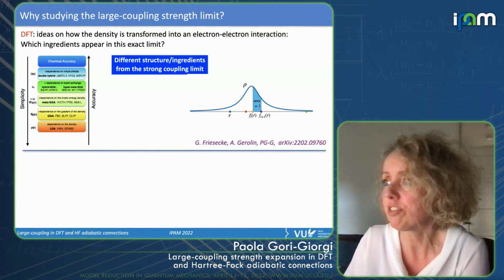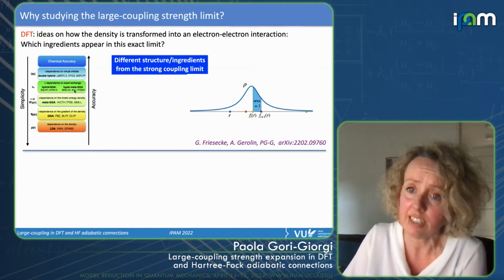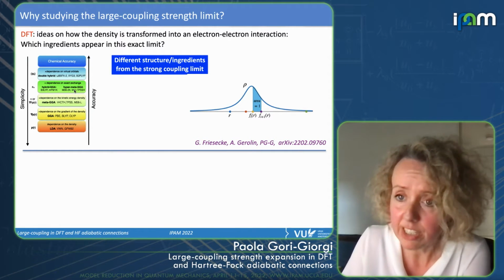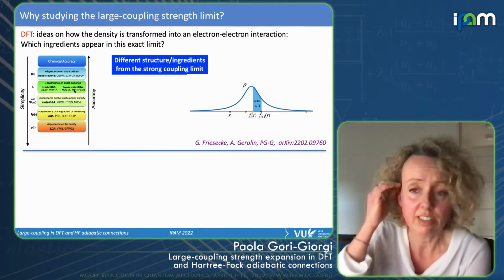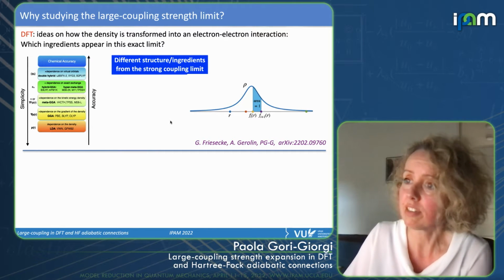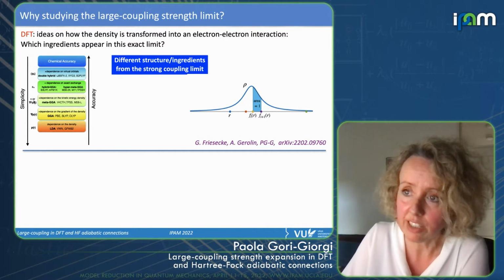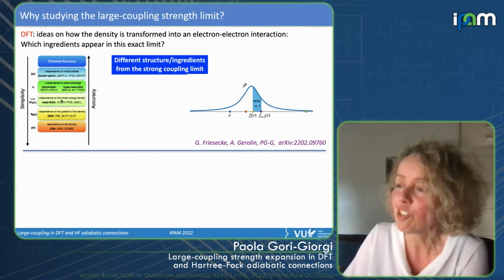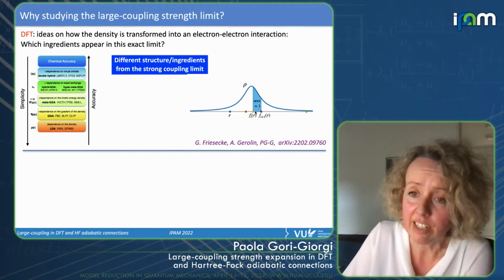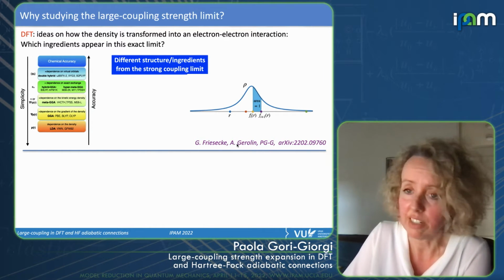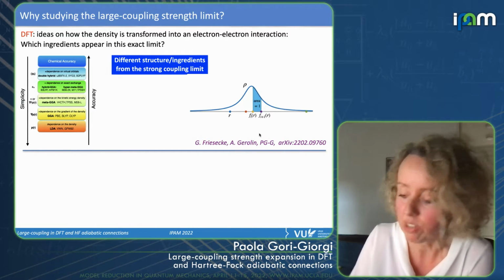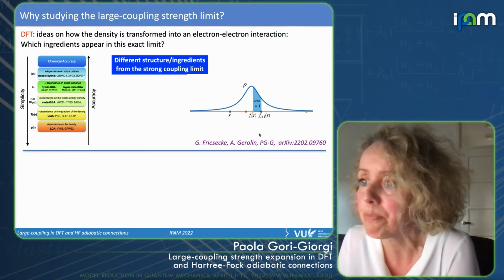The nice thing of looking at this strong coupling limit in DFT is that it provides a very well-defined asymptotic limit for the exact exchange correlation functional. And what we see in this limit is that none of these ingredients appear at all. And actually, the functional is built from constrained integrals of the density. And this is a review we wrote recently also with Gero and Augusto Gerolin. So okay, everything is explained there.